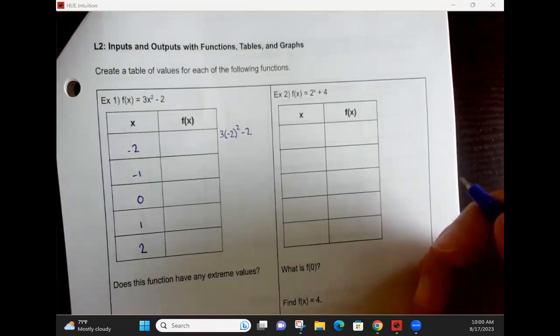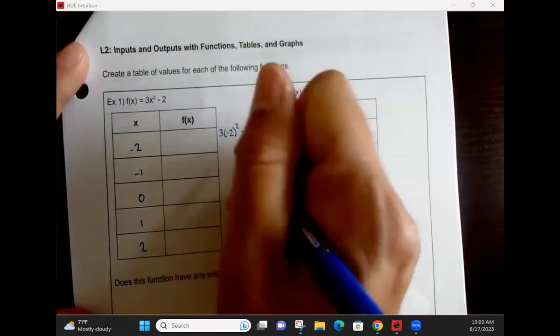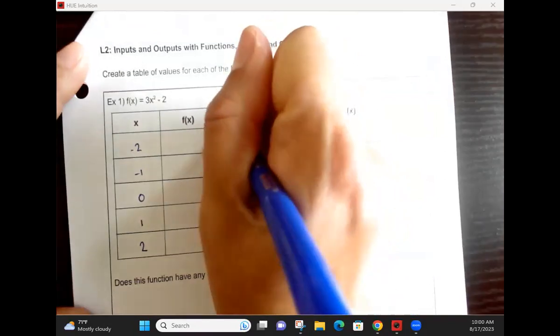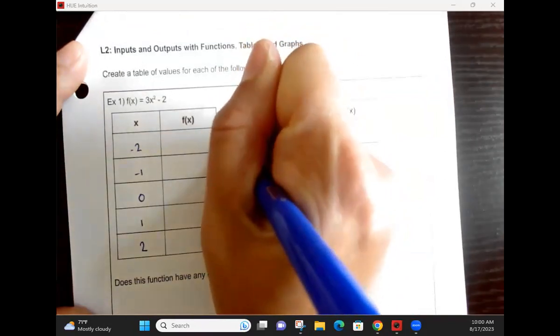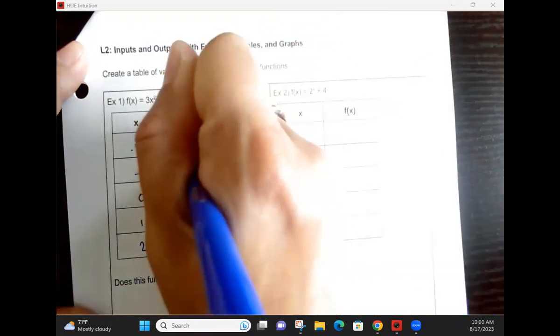Sometimes it's an order of operations thing. Sometimes you just get ahead of yourself and you tell me something like 2 times 3 is 5 instead of 6. So just be careful with that kind of stuff. So as I'm simplifying here, -2 squared is 4, 3 times 4 is 12, 12 minus 2 is 10.